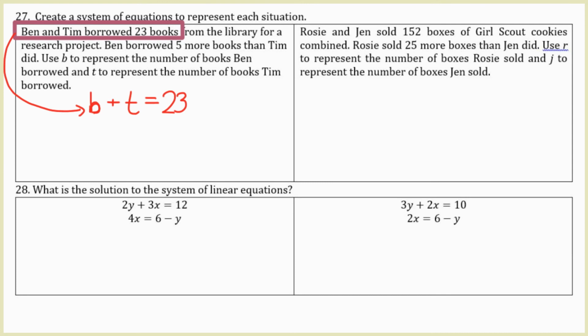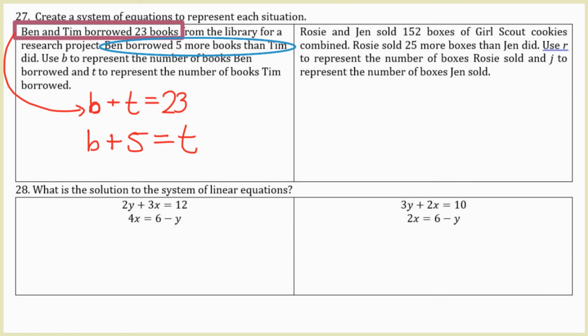Now let's go ahead and write this statement. Ben borrowed 5 more books than Tim. So Ben is B, borrowed 5 more than Tim. They don't even want us to solve it. They just want to create a system. We're not solving. Boom, done.